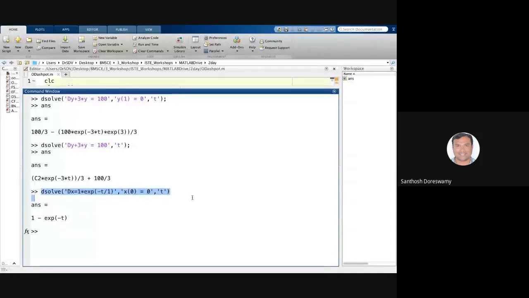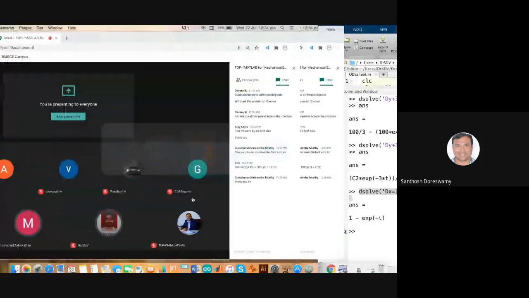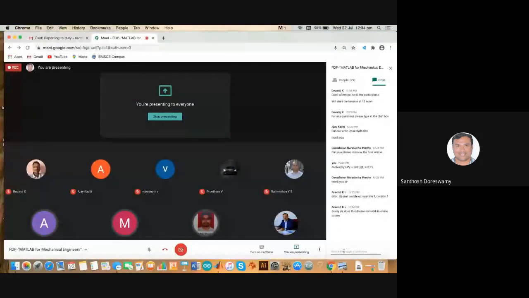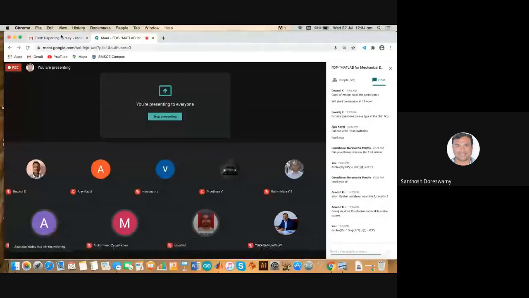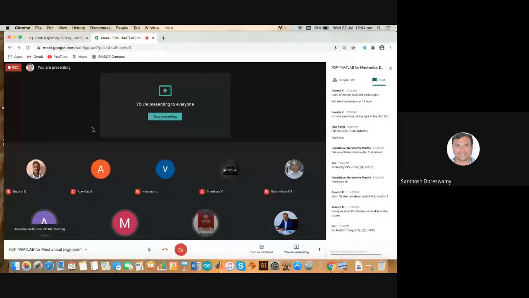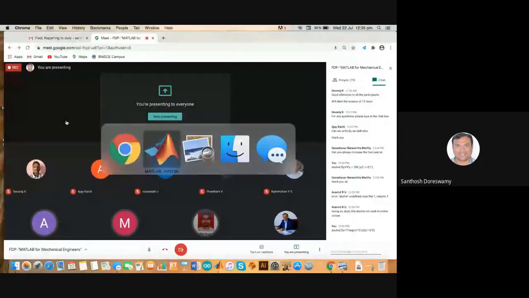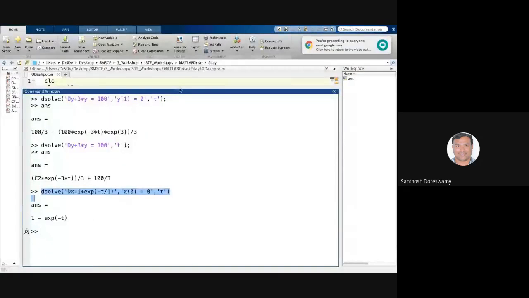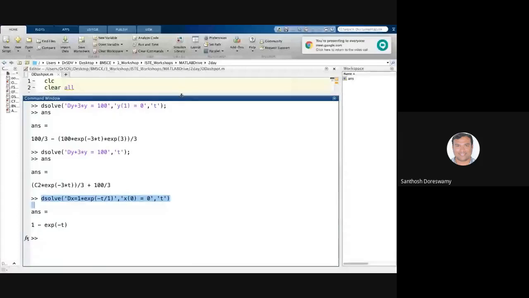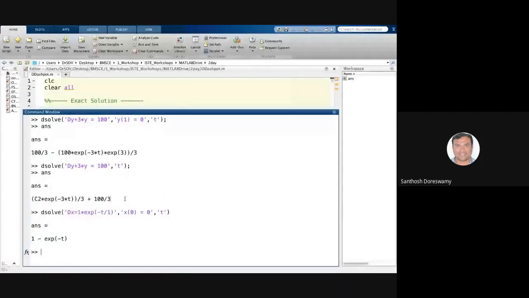I will copy paste this and put it up in the chat. There is a command that you can try to use, executing it in the command prompt to get the solution. So your solution is now 1 minus exp of minus t. We computed this using Laplace inverse in the last session. We got the exact solution by Laplace transform, if you just recollect. Now you are trying to get it with a standard command known as the dsolve command.